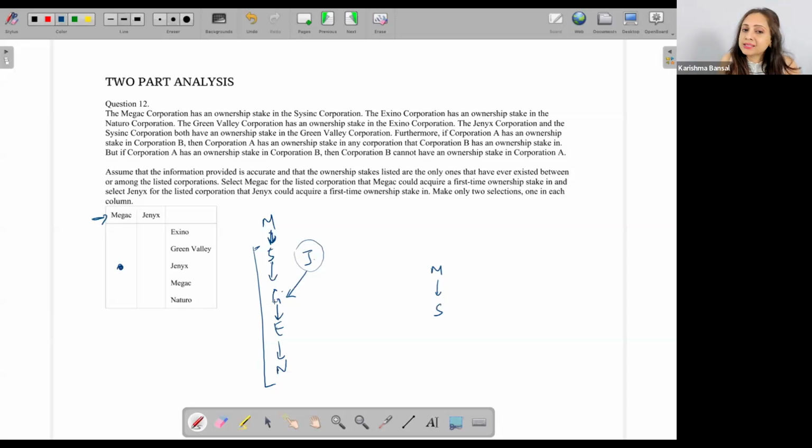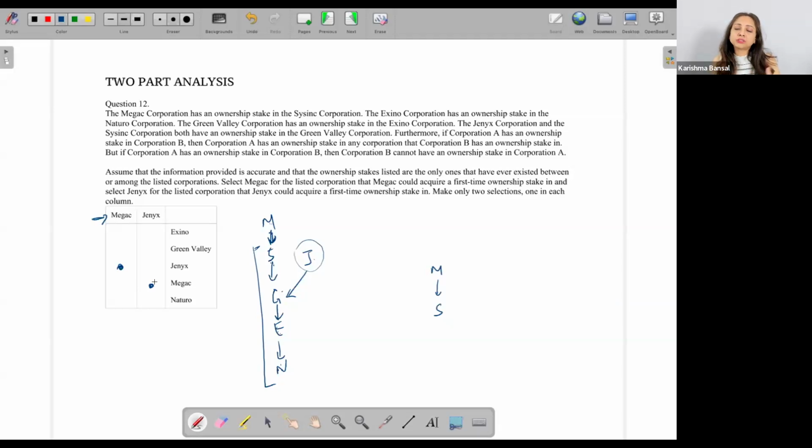Now Genix already has a stake in G, E, and N, right? Because Genix already has a stake in these. It doesn't have a stake in M or S, so we can select one of these two. I don't have S, Sysync, over here, but I do have Megac. And so for Genix, I'm going to select Megac, right?